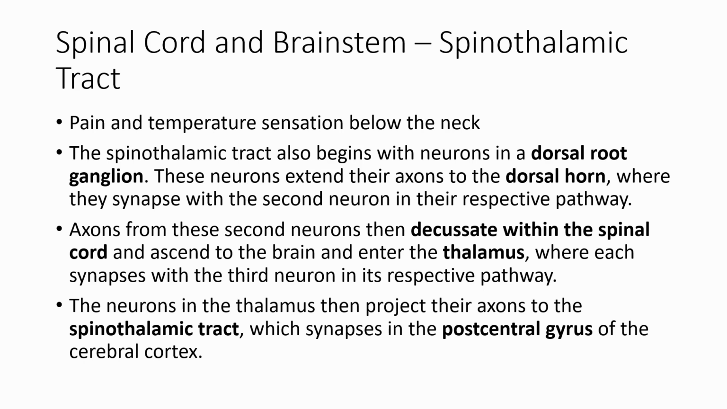The axons from there then are going to decussate within the spinal cord, go up to the brain, enter the thalamus. There's a third neuron in that pathway for them to synapse with. In the thalamus, the neurons then project their axons into the spinothalamic tract, which then goes to the post-central gyrus of the cerebral cortex.